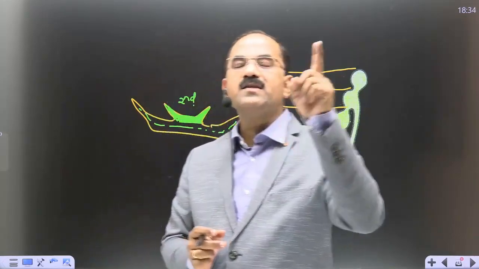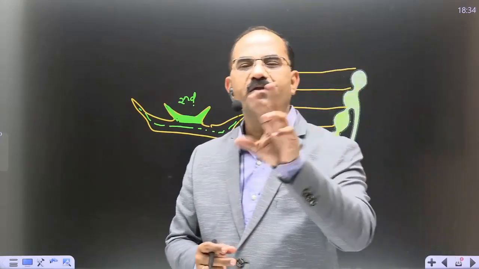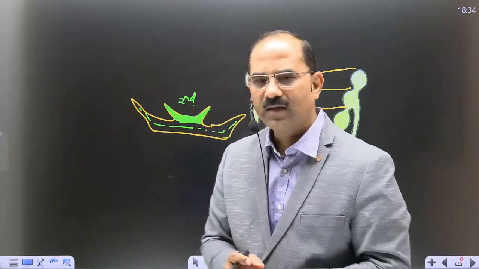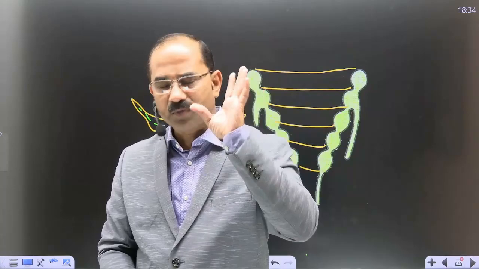Is this clear? Fine. So malleus and incus are derived from the first arch. The stapes is derived from the second arch. Malleus and incus in the first, stapes is from the second. Clear? So just remember the derivatives of the pharyngeal arches. This is what is asked in the exams, especially the nerves of the pharyngeal arches and the muscles of the pharyngeal arches. That much you remember. That's more than enough for what is asked in the exams.